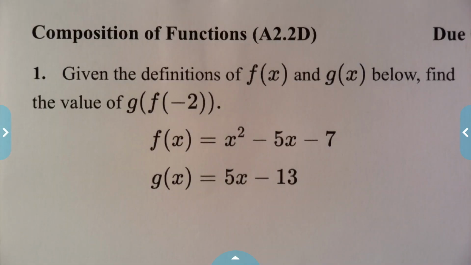Now, in my experience, composition of functions is one of... I guess it's time to change classes on a Saturday.